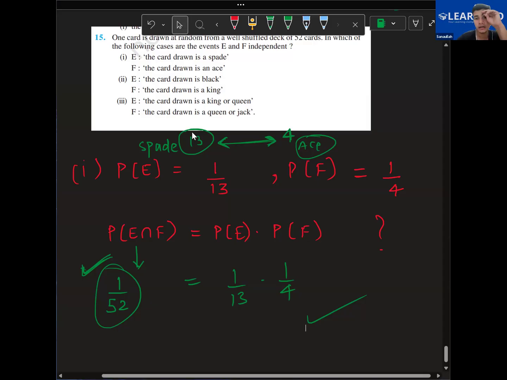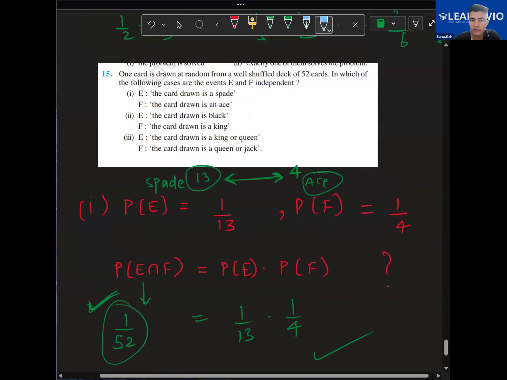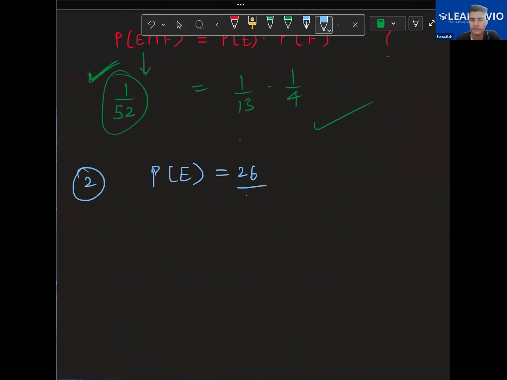The second one, we have a card drawn that is a black. That means black card. My probability of E is card drawn that is a black. So from the 52 deck, I am drawing a black card. So how many black cards we have? We have 26 black cards over 52.